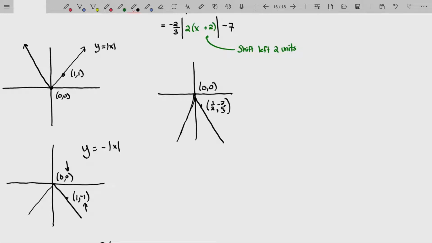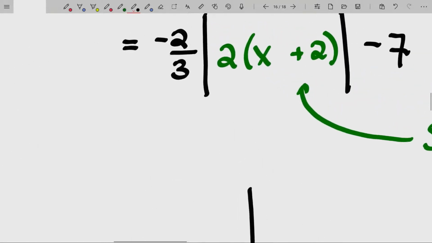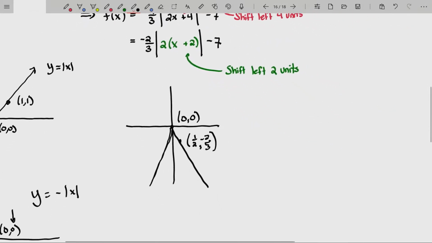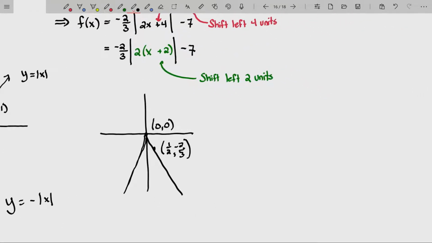But I do want to mention something here. If me multiplying the x values by 1/2 confused you, please watch the prerequisite video, which is the vertical and horizontal stretches and compressions. I explain why that is not a multiplication by 2. It doesn't stretch the x values by a factor of 2. It actually compresses them by a factor of 1/2. And now we'll shift left 2 units.